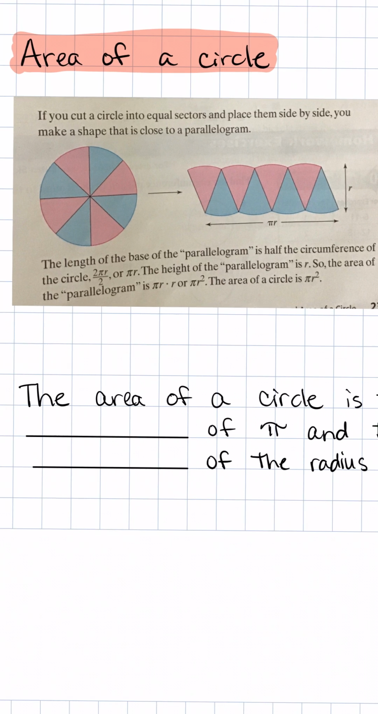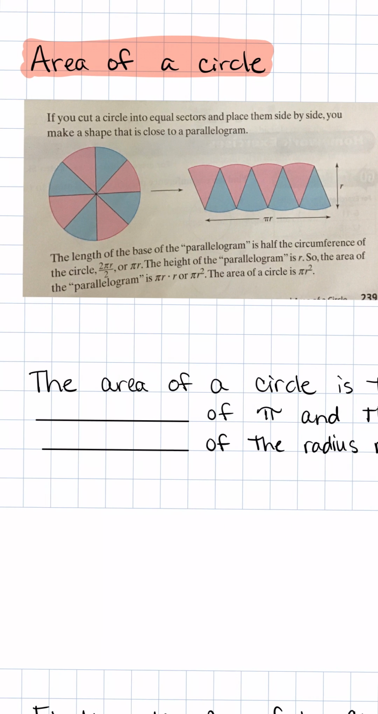So if you were to cut a circle into equal sectors and place them side by side, you would make a shape that is close to a parallelogram, right? Parallel on both sides. The length of the base of the parallelogram is half the circumference of the circle. So 2 pi r divided by 2, or pi r. The height of the parallelogram is r.